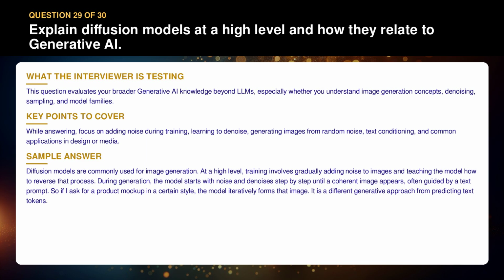Diffusion models are commonly used for image generation. At a high level, training involves gradually adding noise to images and teaching the model how to reverse that process. During generation, the model starts with noise and denoises step by step until a coherent image appears, often guided by a text prompt. So if I ask for a product mock-up in a certain style, the model iteratively forms that image. It is a different generative approach from predicting text tokens.